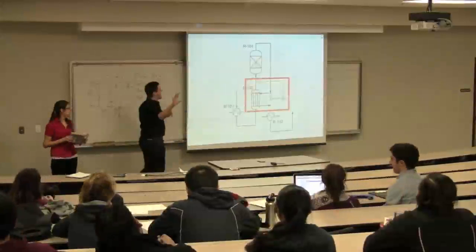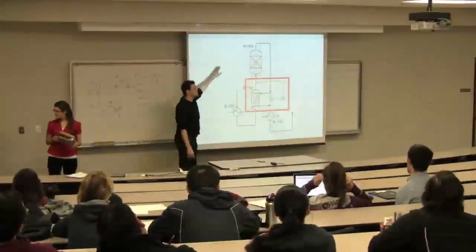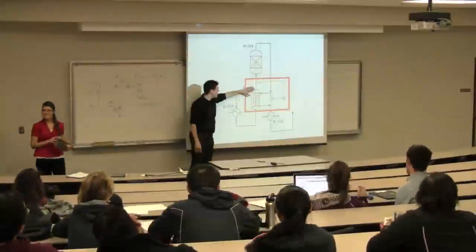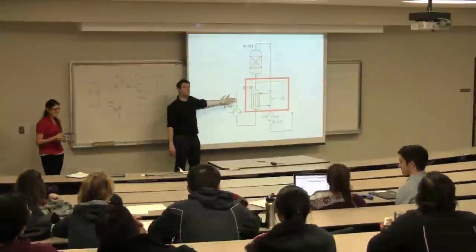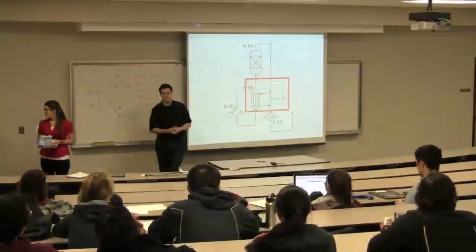So, the answer was to bypass here. With 3 and 5, you can actually bypass them through there if you don't need to heat up the feed, and you can control based on the temperature here entering the reactor.